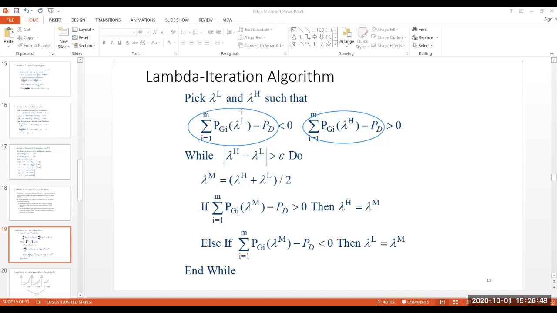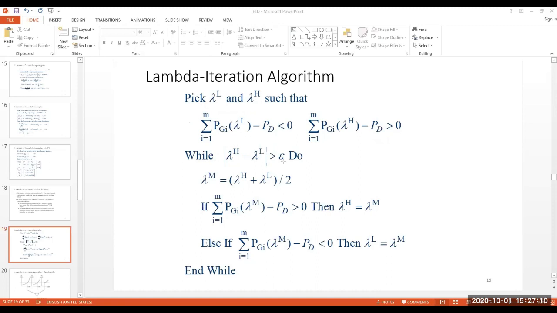My desired lambda would be in between lambda L and lambda H. Okay, so now let's start the algorithm. I now check this condition: if the absolute value of lambda H minus lambda L is greater than epsilon. Epsilon is my convergence criteria or tolerance value.